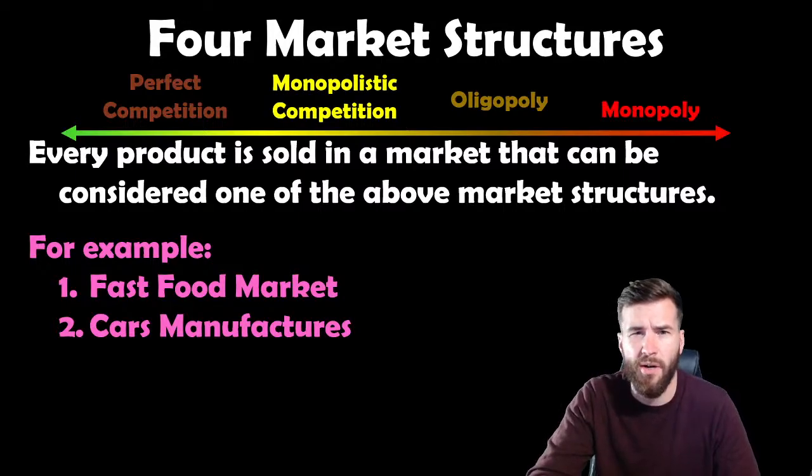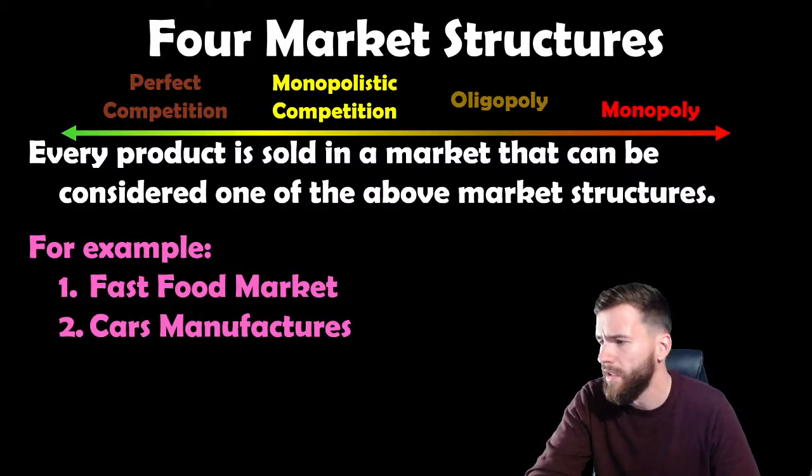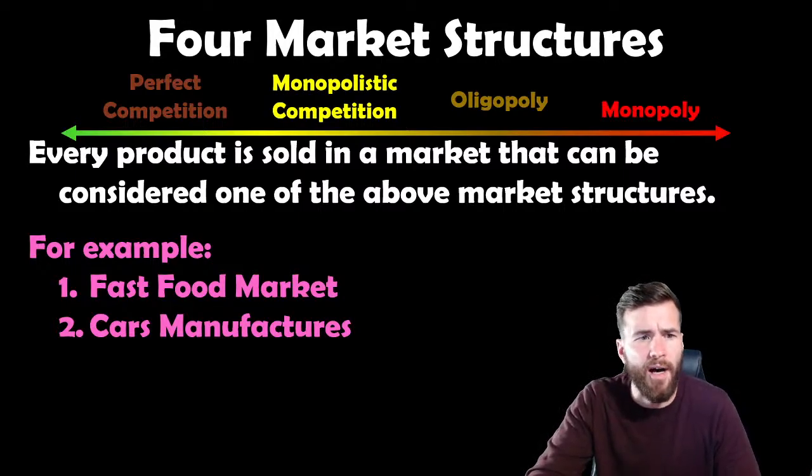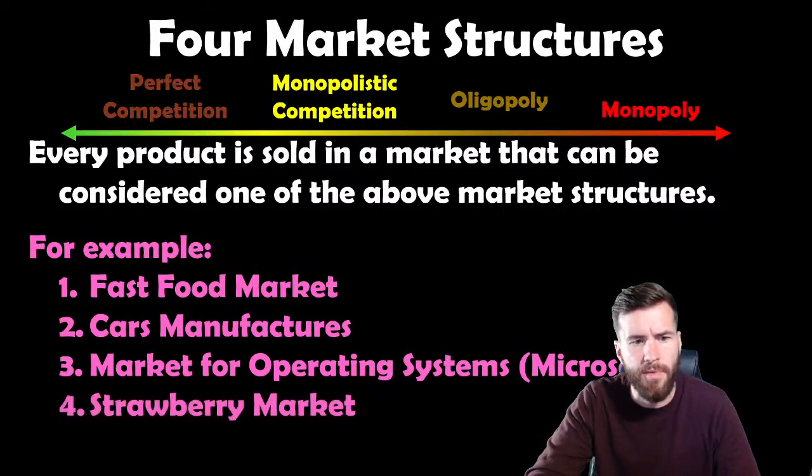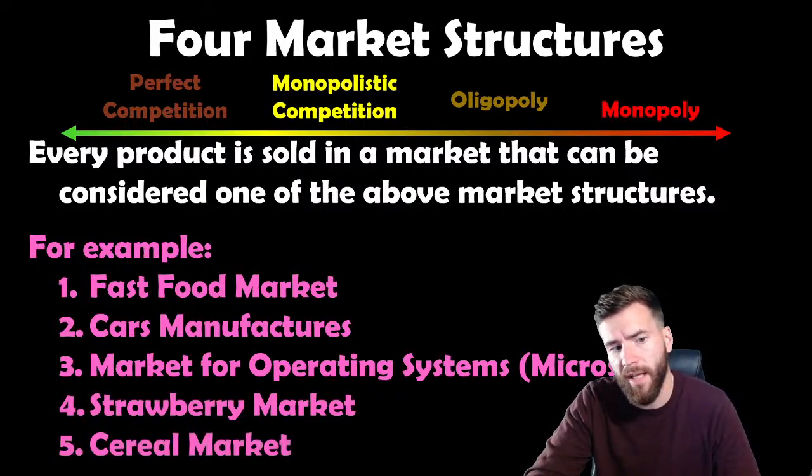Car manufacturers, I would say, is pretty oligopoly. There's not that many car manufacturers. A little bit monopolistic, but probably more so oligopoly. Microsoft, I would say, is a monopoly. The strawberry market, I would say, is perfect competition. The cereal market, I would say, is monopolistic competition, maybe oligopoly a little bit.